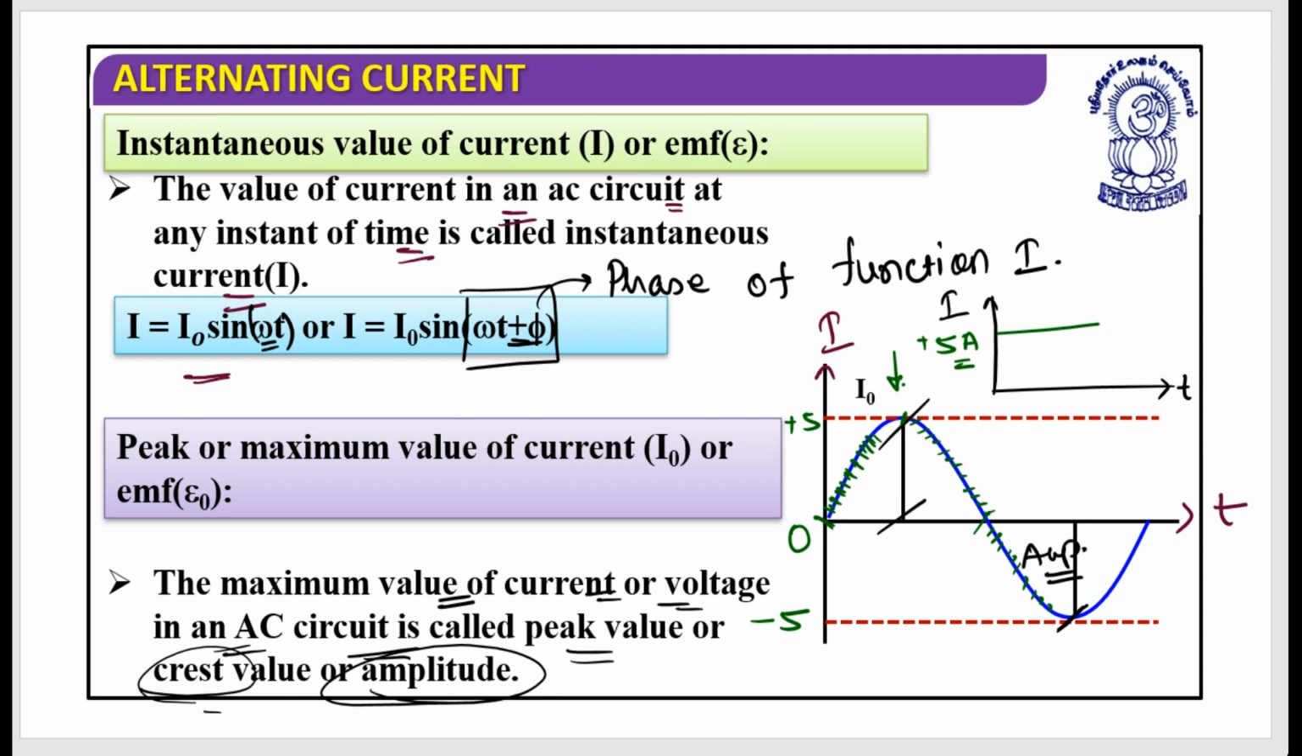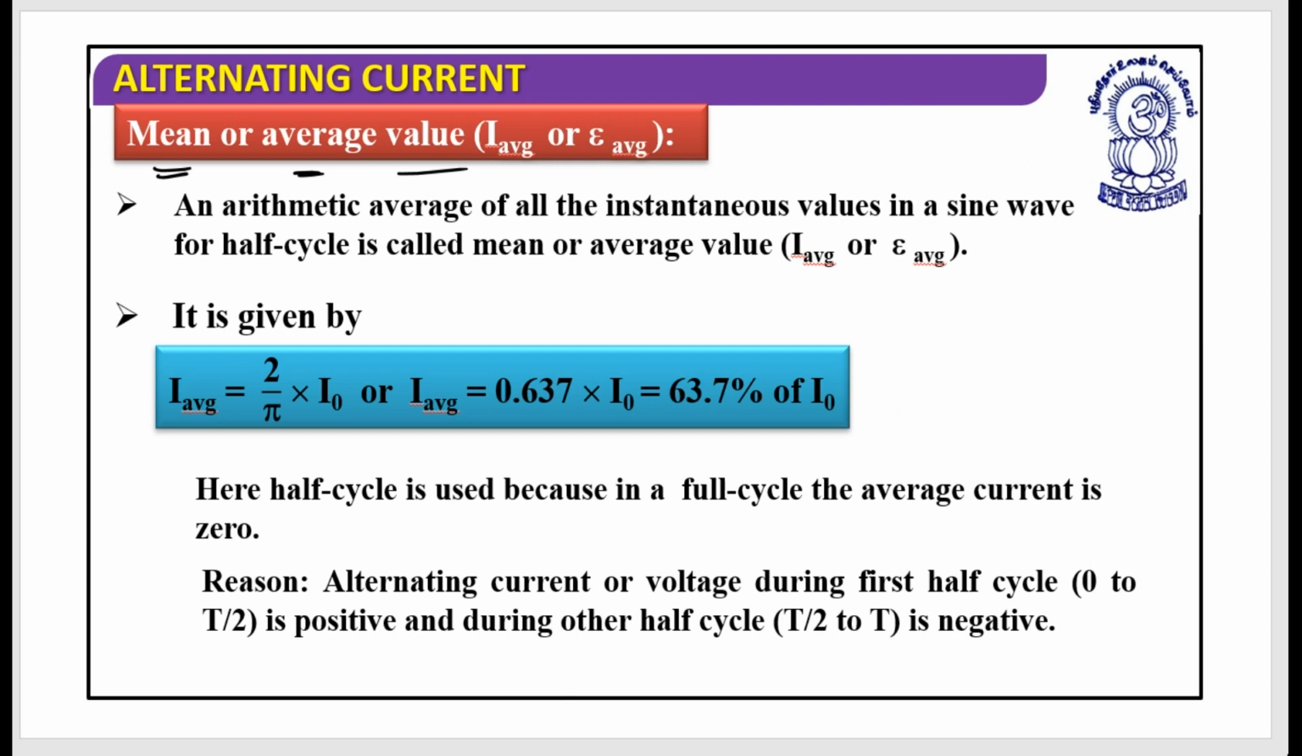In this situation, if someone asks me the current, or if I want to take it as a certain numerical approach, how could I define it? So we have basically two options. One option is the mean or average value of the alternating quantity. That could be current, that could be voltage. Another approach is the RMS value, the root mean square. So first let's begin with the mean or the average value, and then we will switch to the RMS value.